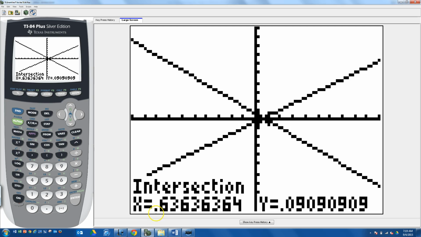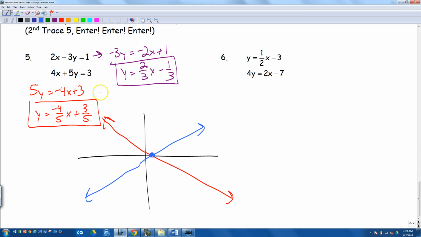So this intersects at x of 0.636 and y of 0.09090909. So for this purpose, just round to the nearest thousandth. That's what it says on the sheet. So the point that it intersects is 0.636, comma 0.091 when you round. So that is the solution to the problem right there. That's all you have to do. You have to show your two equations you typed into your calculator, the sketch, and the final solution.